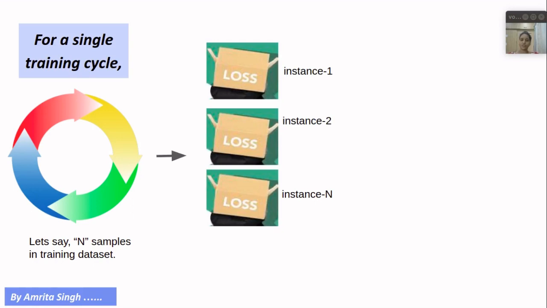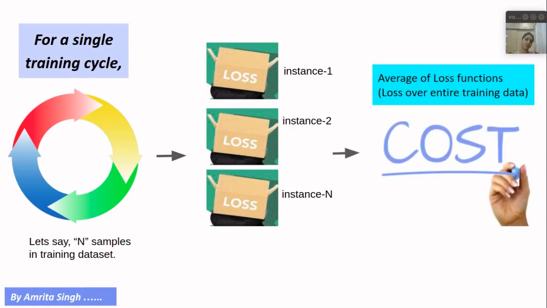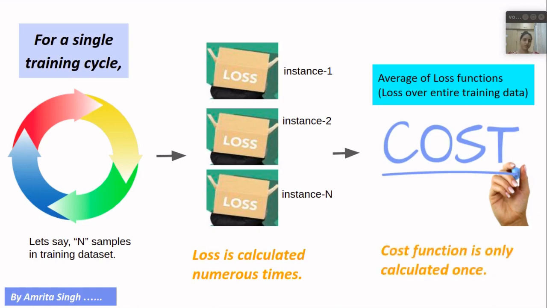So let's say we have n samples in our training data set. For a single training cycle, the loss function will be calculated for all the n instances in the training data, and hence the average of all these loss functions, or you can say the loss over the entire training data, will give us the cost function. You can see here that the loss is being calculated numerous times, for every instance in the training data, but the cost function is only calculated once because it's an average of the loss function.